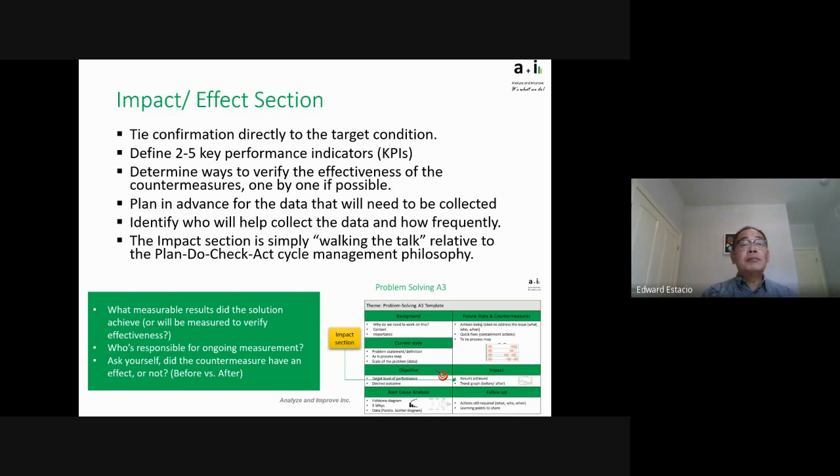So how do we weigh the effectiveness of the countermeasures? Can we do it one by one? Yeah, you do it one by one if possible. Let's plan in advance that we need to collect all the data. Let's identify who will help collect the data and how frequently, and act on that.